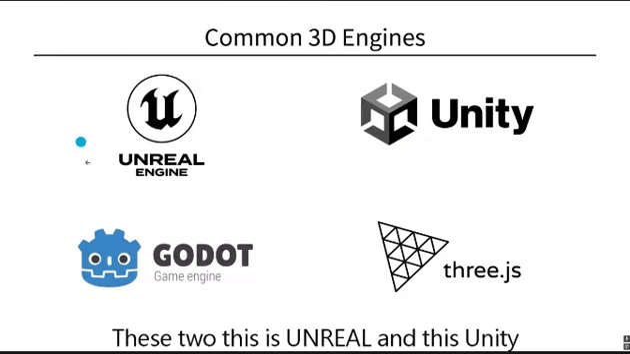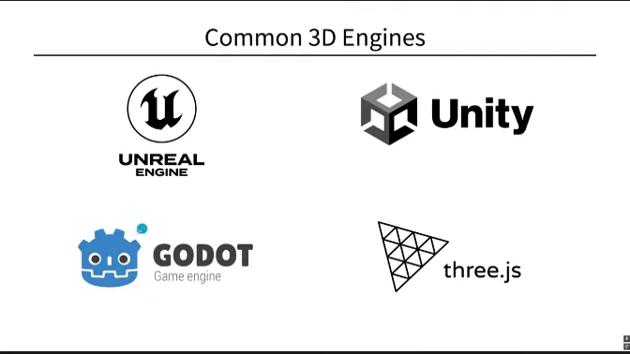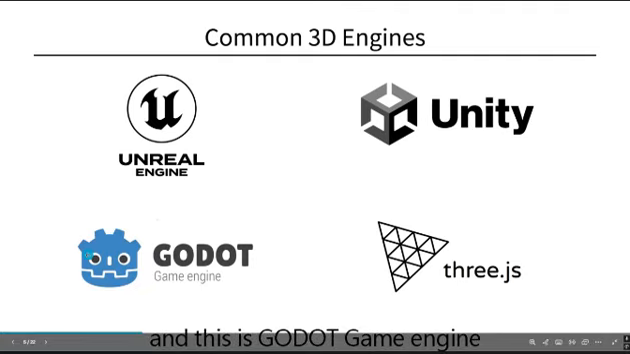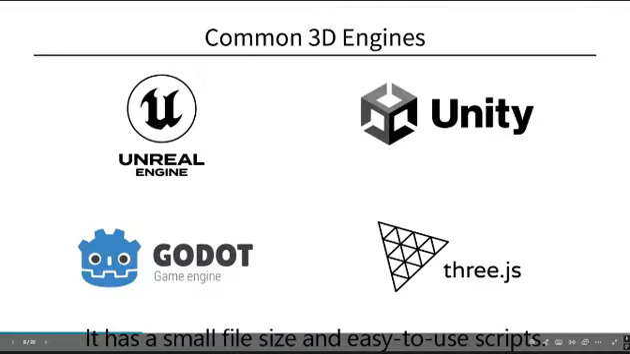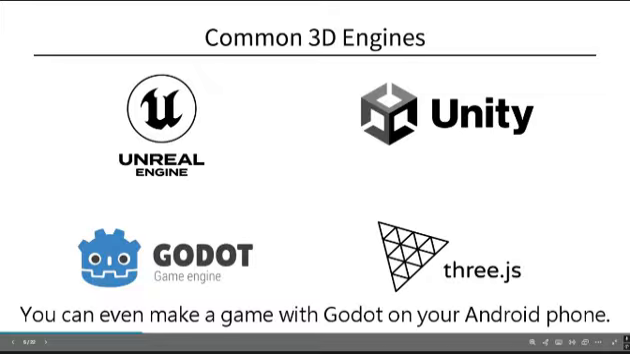These two are Unreal Engine and Unity. And this one is the Godot game engine. Godot is an open source 2D and 3D game engine. It has a small file size and easy-to-use scripts. You can even make a game with Godot on your Android phone.